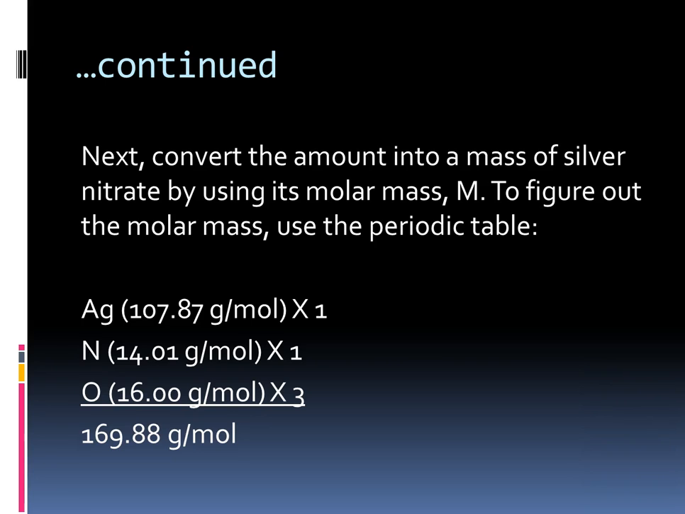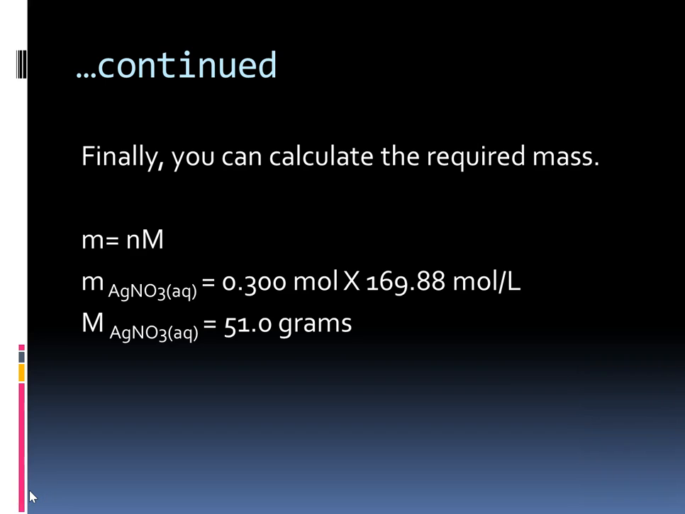Remember that when you are figuring out the molar mass, you need to add up the molar mass of each element in the chemical formula. In this case, there is 1 silver atom, 1 nitrogen atom, and 3 oxygen atoms. Adding the individual molar masses will give you the overall molar mass. Now you can multiply the number of moles by the molar mass to determine the mass of silver nitrate required.